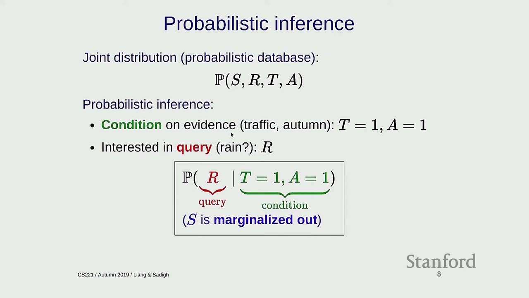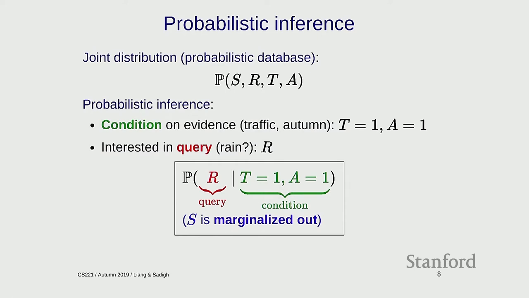So you're interested in some set of query variables. The general form of a probabilistic inference task is the probability of some set of query variables conditioned on some set of conditioning variables which are set to particular values. And notice that there are some variables which are not mentioned in this query, such as S, and those variables are the ones that are marginalized out. So you can think about this query as combining both the marginalization and the conditioning from the previous slide. Without loss of generality, this just captures everything that we seek to do with a distribution for the purposes of this class.